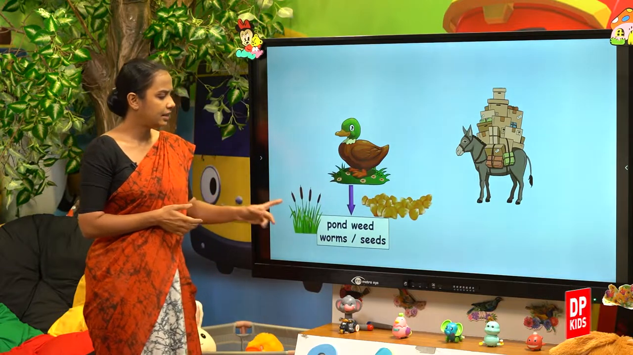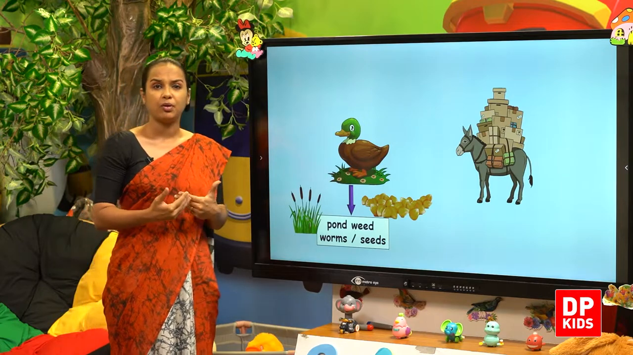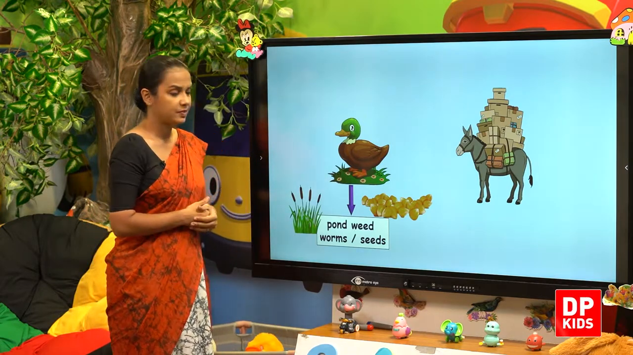Ducks, they live, they eat weeds in the pond. Then worms and seed.